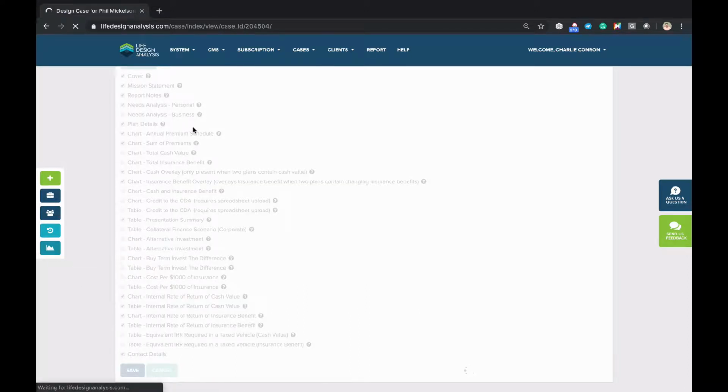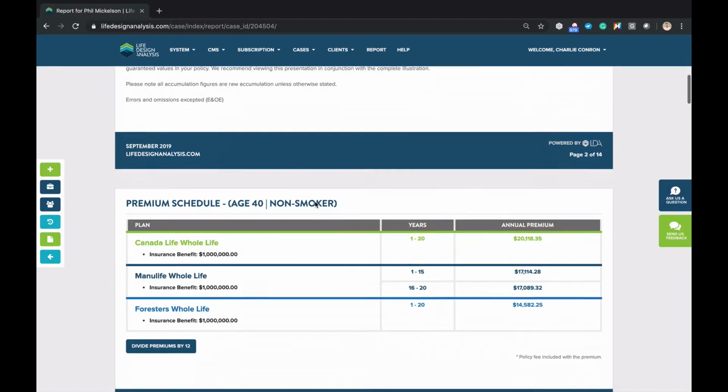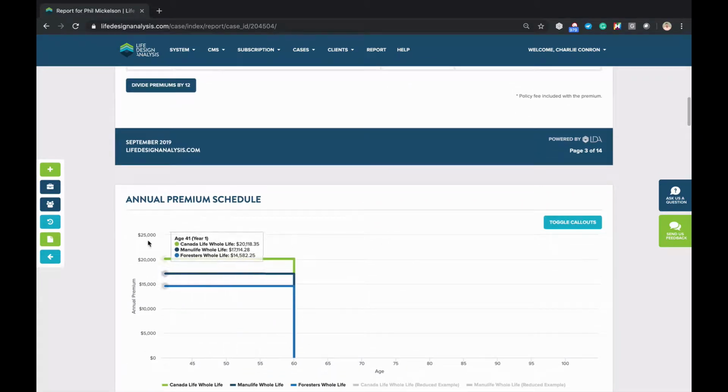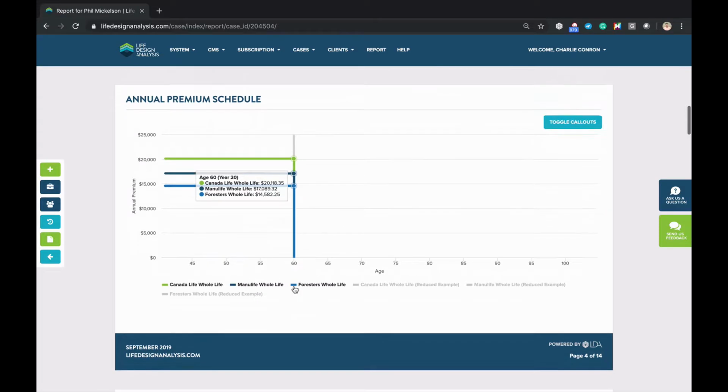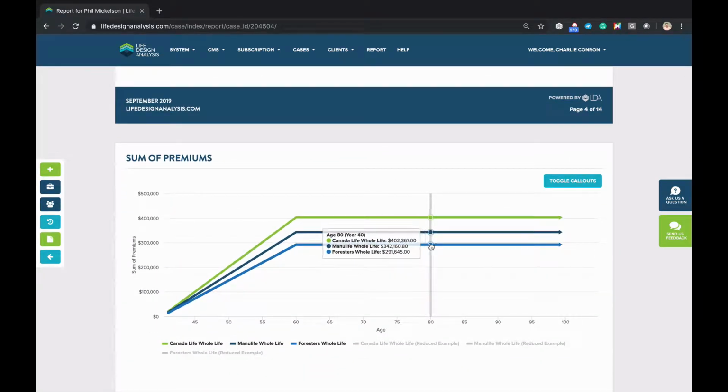Again, for those of you watching for the first time, this is Life Design Analysis, a system designed to make that case research and presentation that much easier. Let's dig into the report and see sort of the product design features. So remembering we designed $1 million for all 3. $20,000, $17,000, and $14,000. So as you'd expect, lowest cost on the Foresters there, and I think that's partly in part because that ECO amount is not being rated. As you'd expect, lower total amount.